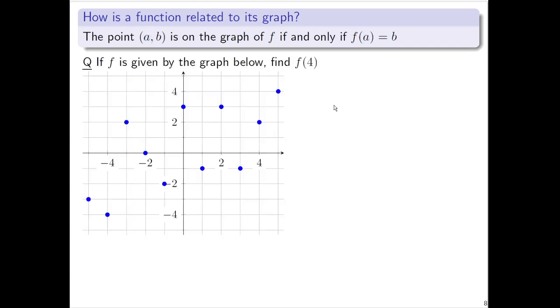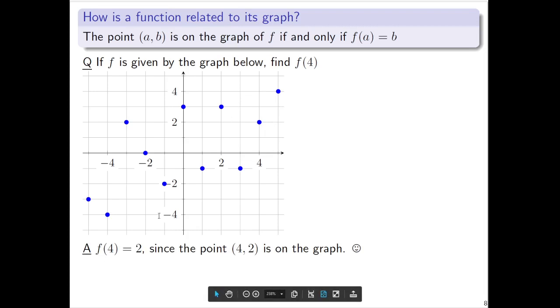So for instance, question: if f is given by this graph below, so all the points in blue are the graph, find f of 4. So f of 4 is equal to 2 because of this point right here, (4, 2). That's a point on the graph. If the question is just f of 4, we don't have this information about 2 yet. The question is, where's there a point where the x-coordinate is 4? And it's this point, and we read off the y-coordinate being 2.